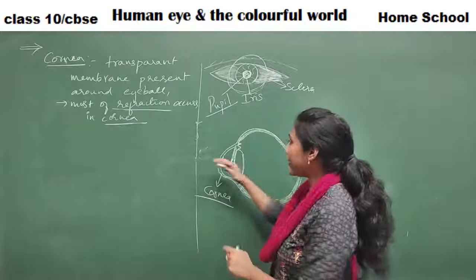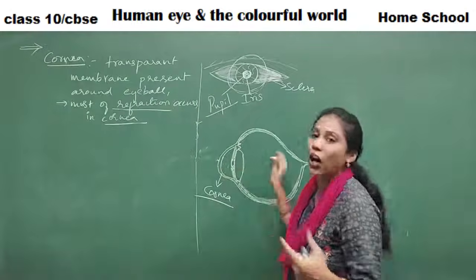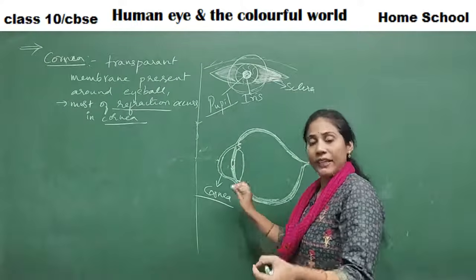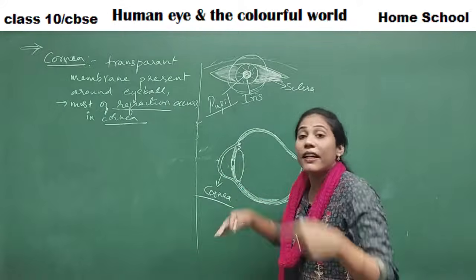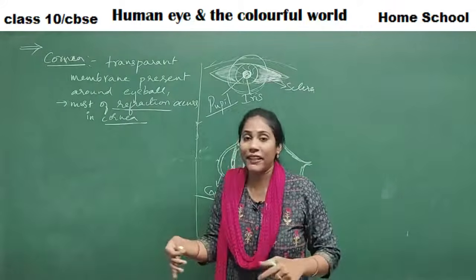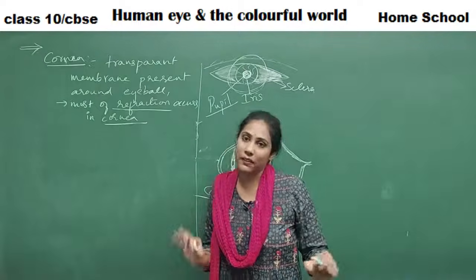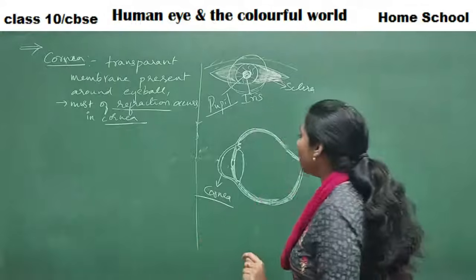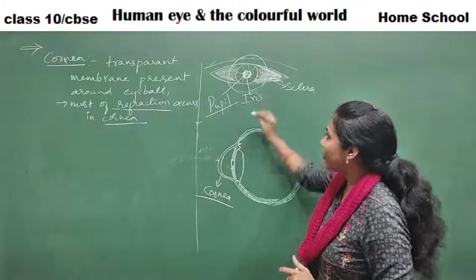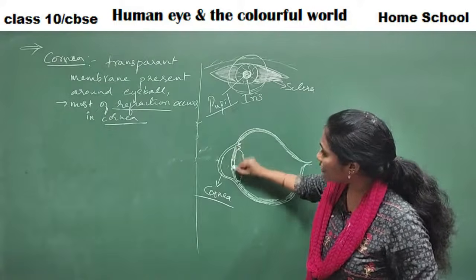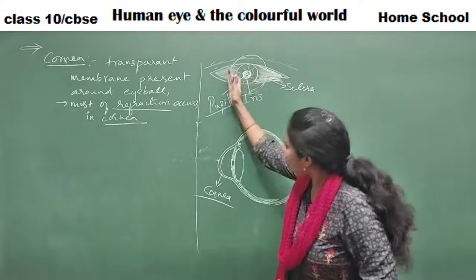Initially the light rays are coming and going through the cornea, and the cornea is the place where most of the refraction of the light rays occurs. Refraction in the sense bending of light. About refraction, you have studied enough in your previous chapter, right? So now let us go to the next part, the colored part of the eye. What is the colored part of the eye? I told you, iris.